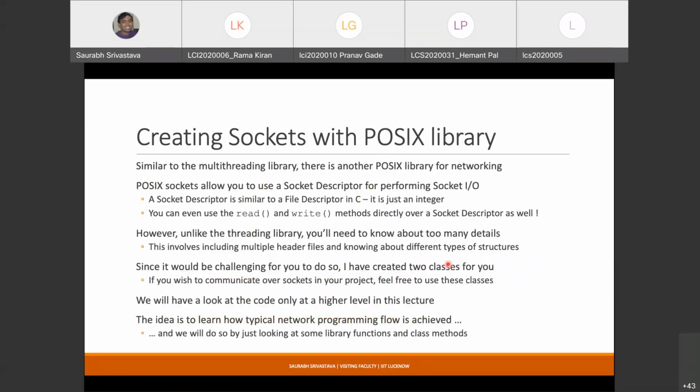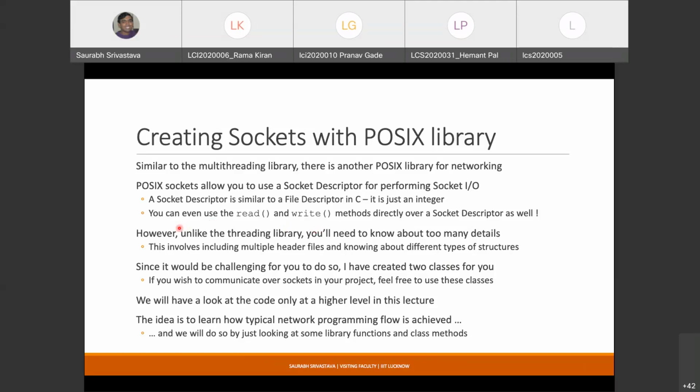So there is a POSIX library. There is one for multi-threading. Similarly, there is one for sockets. The good thing about this socket library is that it will give you a socket descriptor, which is very similar to a file descriptor in C. So these read and write methods that you used over files are also applicable to this socket descriptor with some conditions, of course. But it makes it much easier. So essentially, even a socket descriptor is nothing more than a file. That is what it is, right? A socket is also a file. So the POSIX library allows you to do this input output over sockets in pretty much the same fashion.